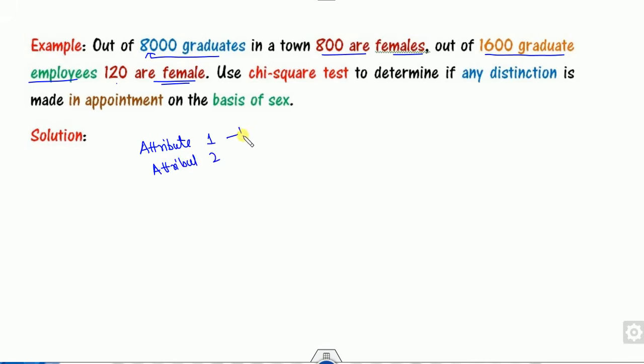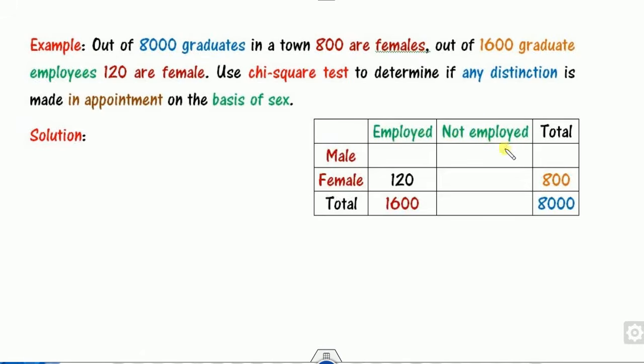One is male and female, and second is graduate or not. Okay, so this is my 2 and 2, so these are employed and not. So what is that? These are the total 8,000 graduates. So this is my total.